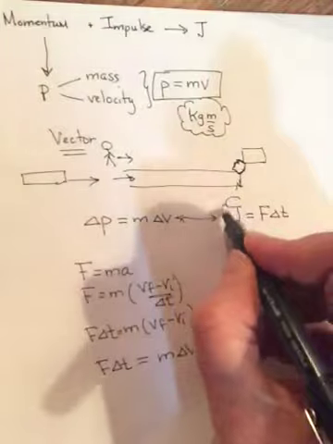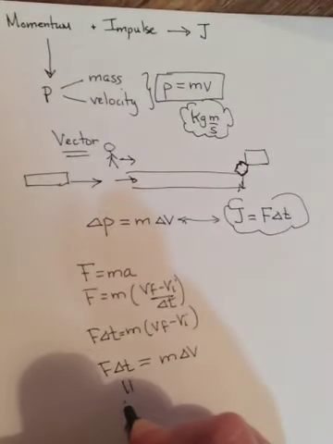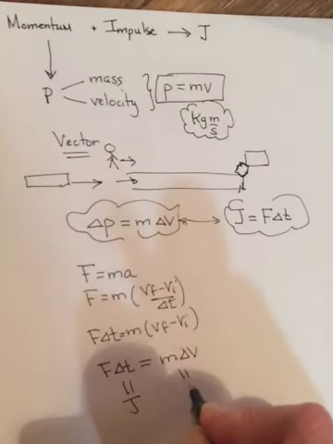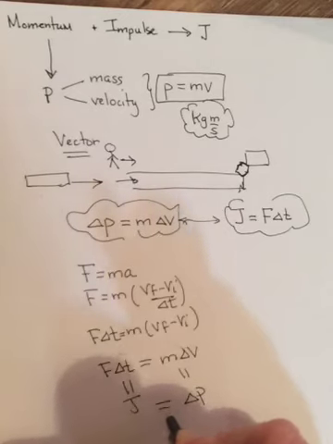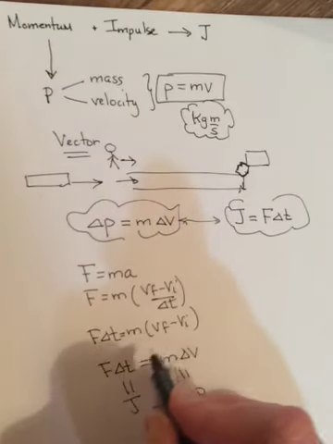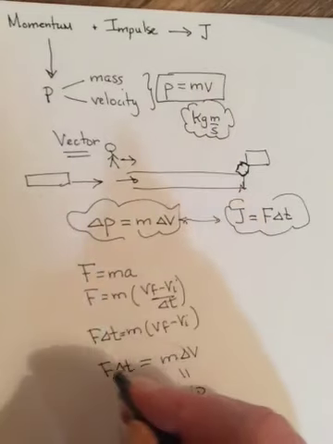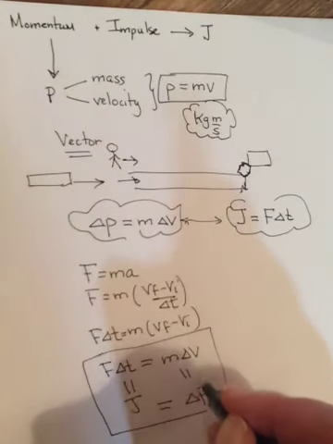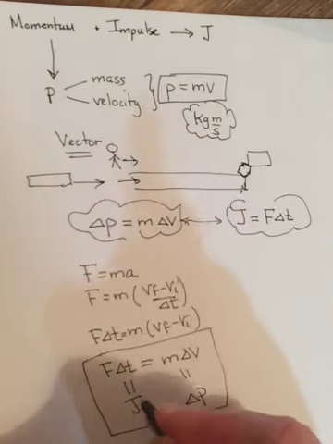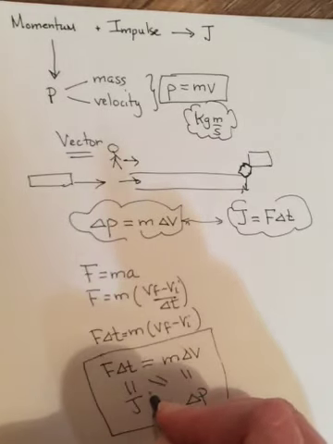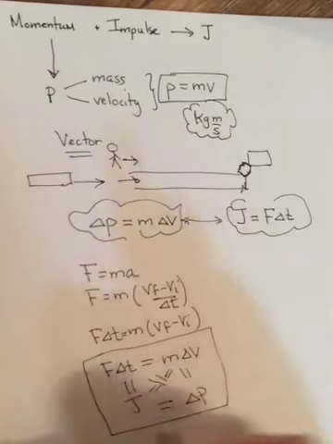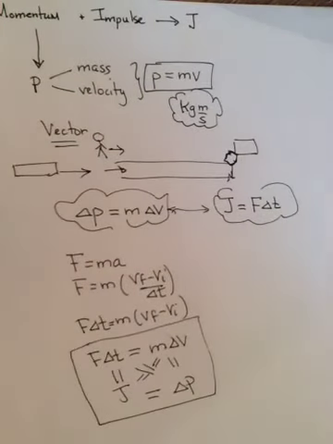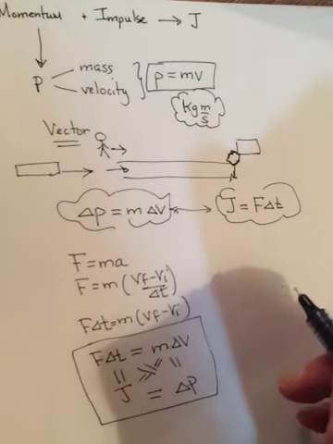Well, F delta T is J, called the impulse, and m delta V is delta P. So when you apply an impulse on an object, a force over a given period of time, you end up changing the object's momentum. If J is equal to F delta T, and F delta T is equal to m delta V, and m delta V is equal to delta P, then they all must be equal to each other. This comes in handy when you're doing a question. You can pick any two corners. Okay, so momentum, change in momentum, and impulse.